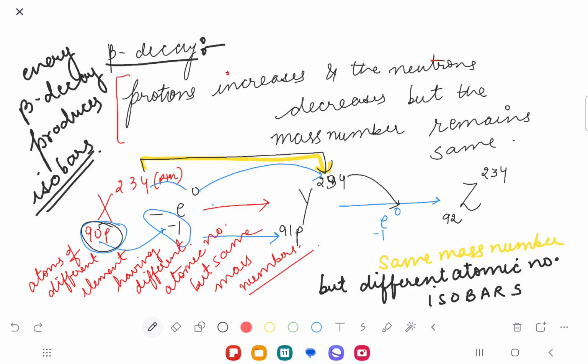Right? And now just have a look. When both alpha decay and beta decay occur together, let me take an example. Let's suppose I take thorium, with atomic number 90 and mass number 256, and let's suppose it undergoes alpha decay. Alpha decay is what? 2, 4.